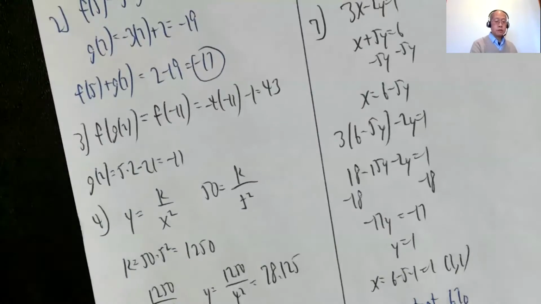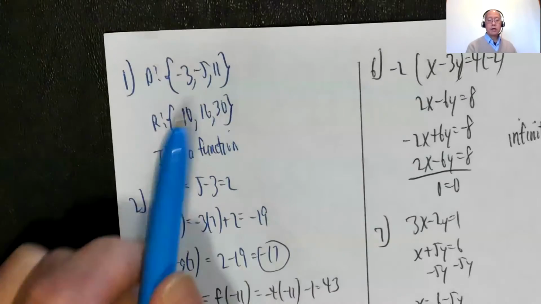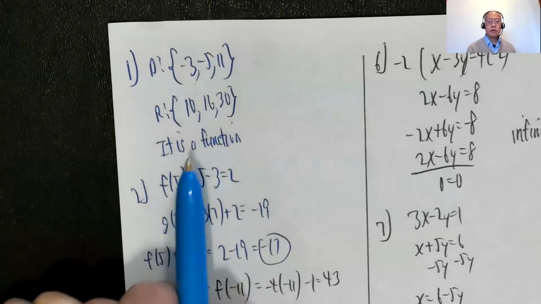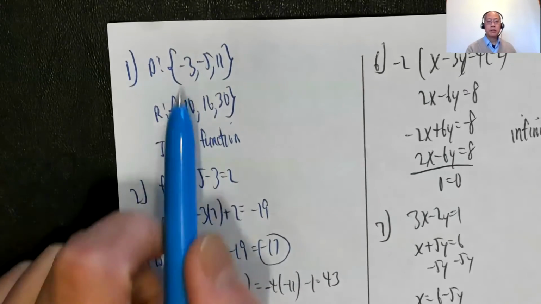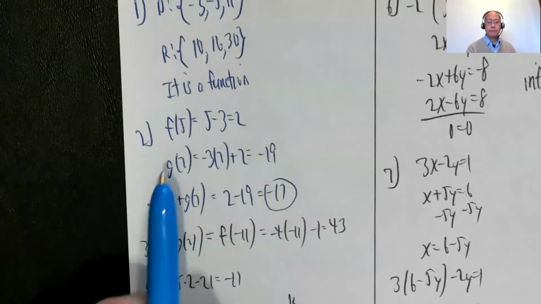These are solutions to Math 120 exam number 2. Number 1, the domain: -3, -5, and 11. Range is 10, 16, 30. It is a function. There's no repetition of x in my list, so it is a function.